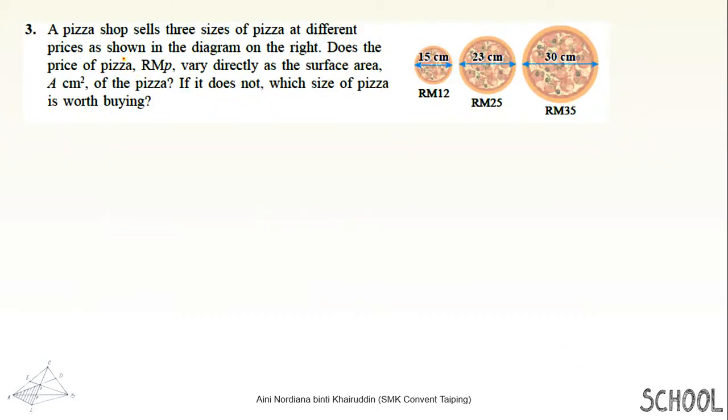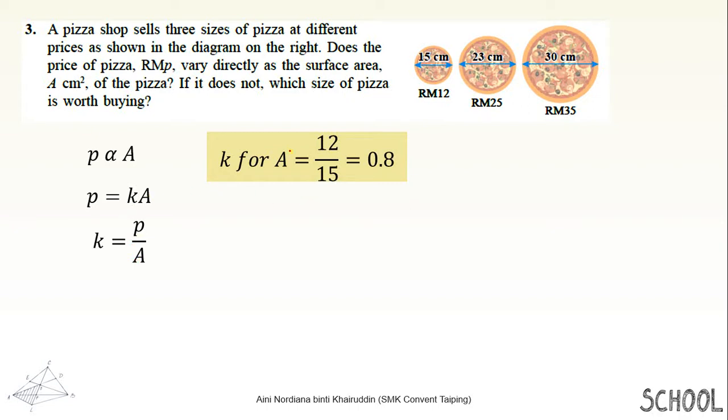So number 3, a pizza shop sells 3 sizes of pizza at different prices as shown in the diagram on the right. Does the price of pizza, RM P, vary directly as the surface area A of the pizza? If it does not, which size of pizza is worth buying? So first, this is the relation form. P varies directly as A. So the K is P over A.